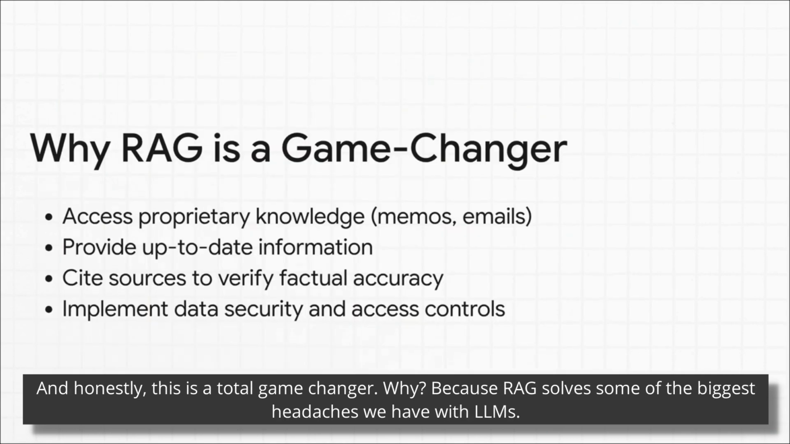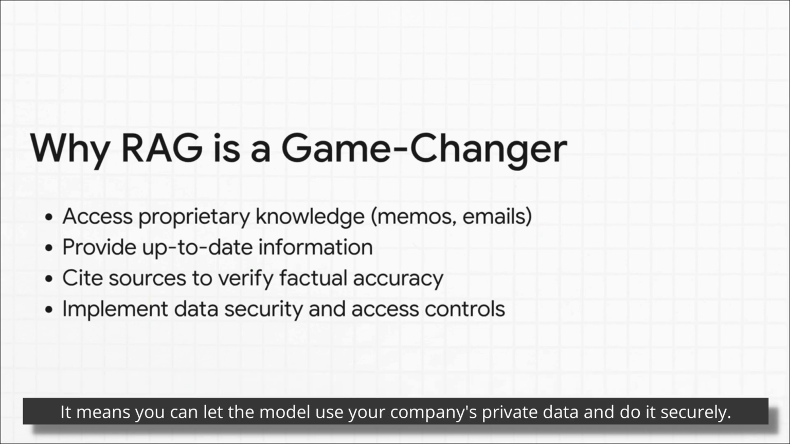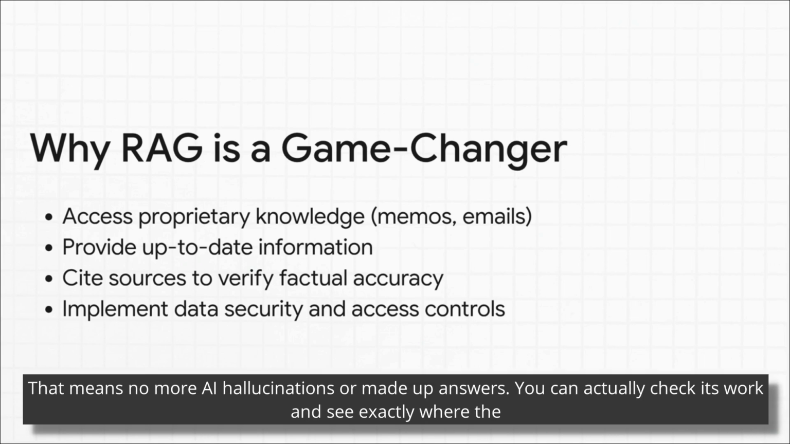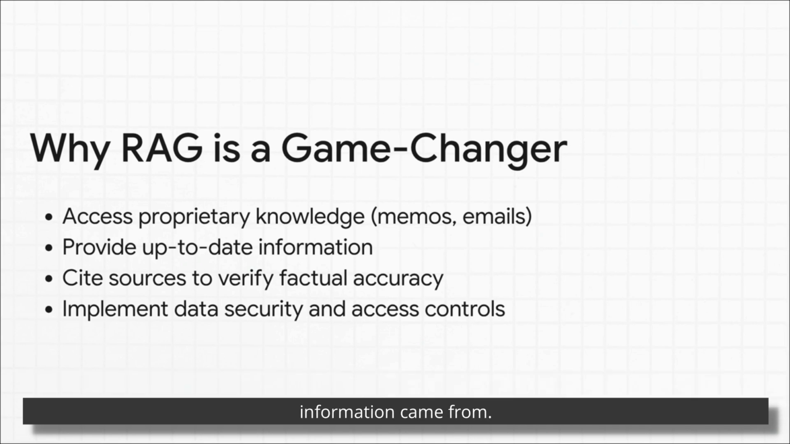And honestly, this is a total game changer. Why? Because RAG solves some of the biggest headaches we have with LLMs. It means you can let the model use your company's private data and do it securely. You can keep it totally up to date with information that's changing every day. And, this is huge, you can make it cite its sources. That means no more AI hallucinations or made-up answers. You can actually check its work and see exactly where the information came from.